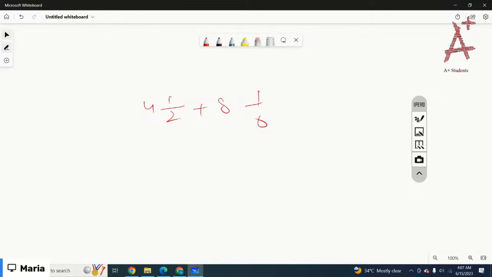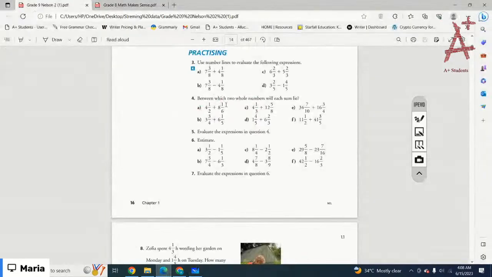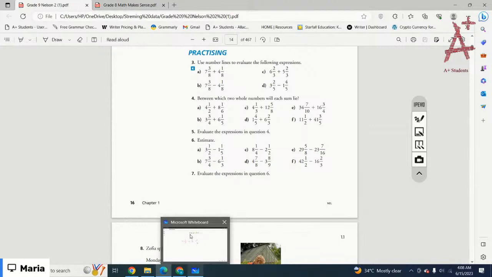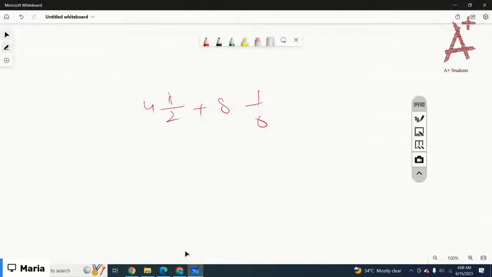Let's add. They have unlike denominators. The question is between which two whole numbers the sum lies. First you just look at the whole numbers. Here you have 8 and 4, which is 12. That means the sum would be between 12 and 13. Got it? The sum of these numbers is between 12 and 13.